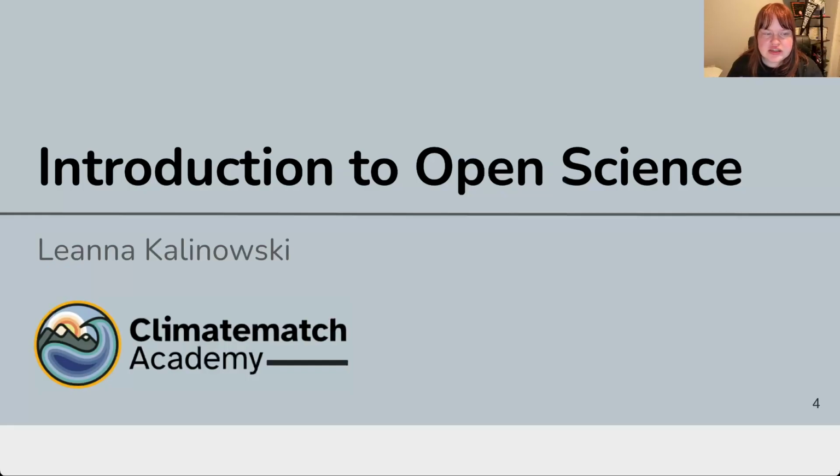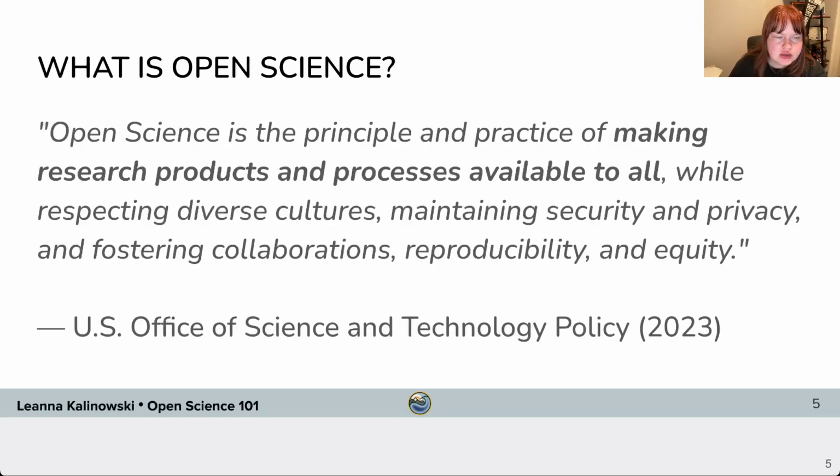Okay, so today's lecture will be divided into 3 sections, and I'm going to start with an introduction into what open science is. So what is open science? According to the United States Office of Science and Technology Policy, open science refers to the principle and practice of making research products and processes available to all, while respecting diverse cultures, maintaining security and privacy, and fostering collaborations, reproducibility, and equity.